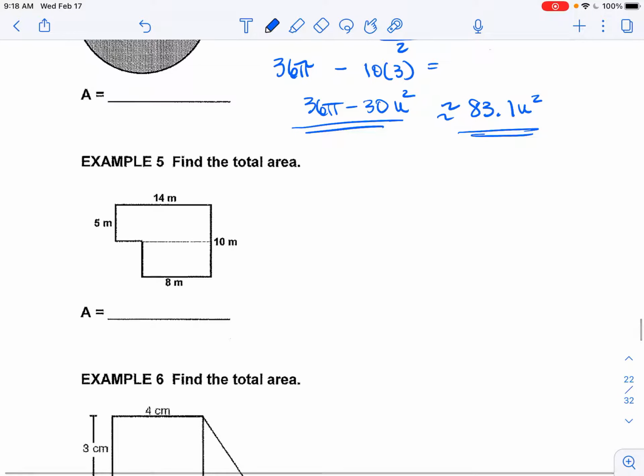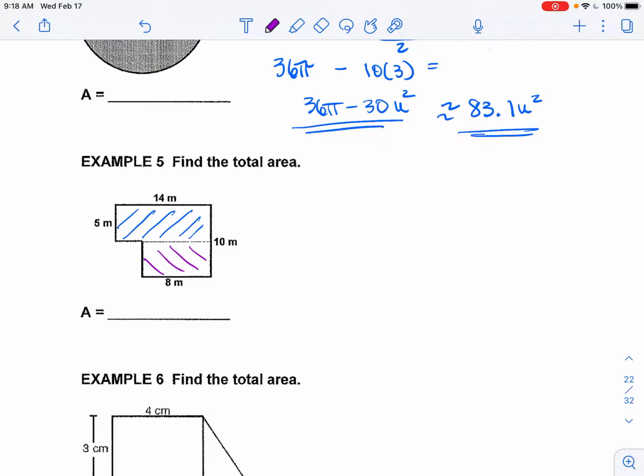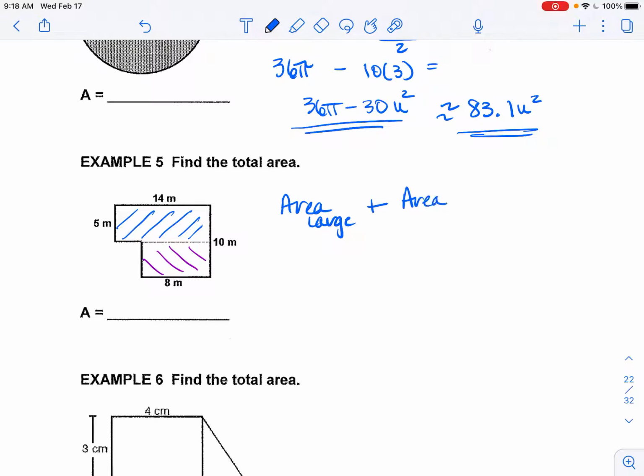In example 5, find the total area. Oh, this is a nice easy one because what we have here is just two rectangles. We've got this rectangle on the top, and you can divide it other ways, but it just seems natural to divide it this way. Let's just add the areas together. So the area of the large rectangle plus the area of the small rectangle is equal to the total. All right, so area of a rectangle is just a length times width, so this is 5 times 14. Area of the small rectangle.